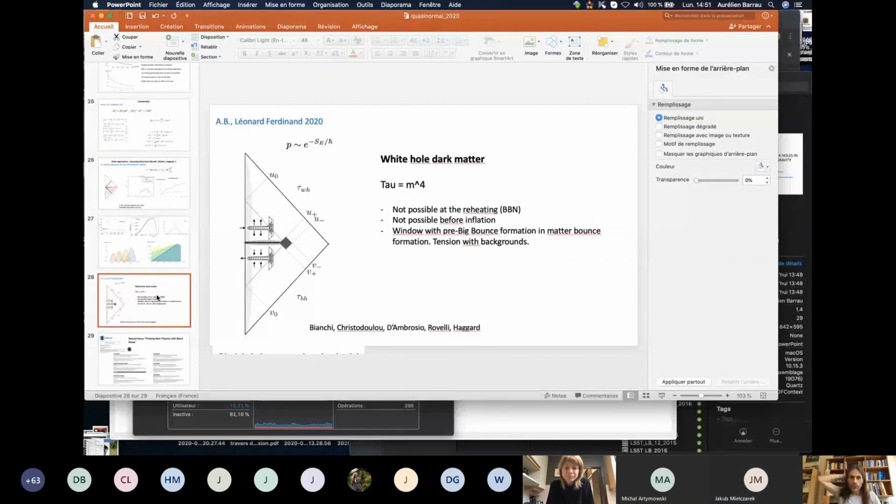Once again, my criticism is not at all about the model itself. I personally like the model very much, and I believe that the model makes sense. It's just a problem with using the model for dark matter. The problem is that whatever the way the bounce happens, something will be released by the white hole.